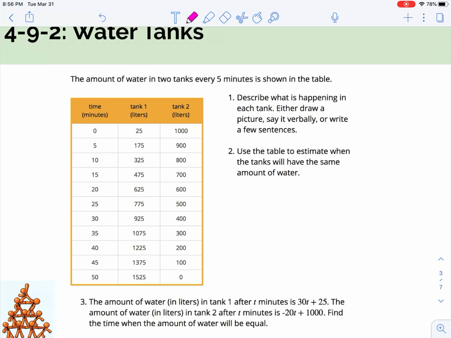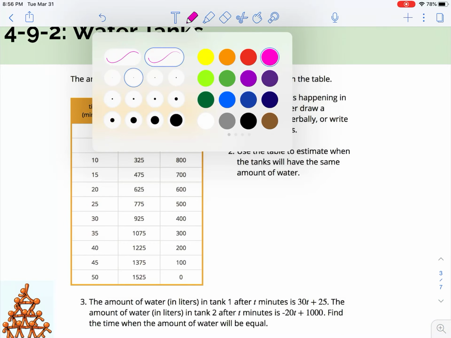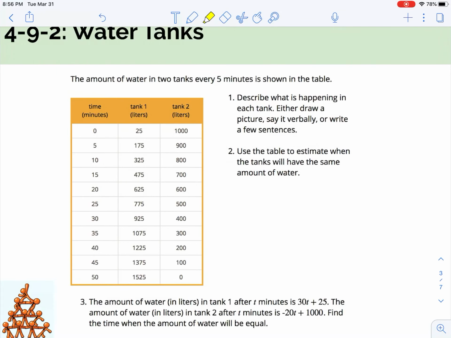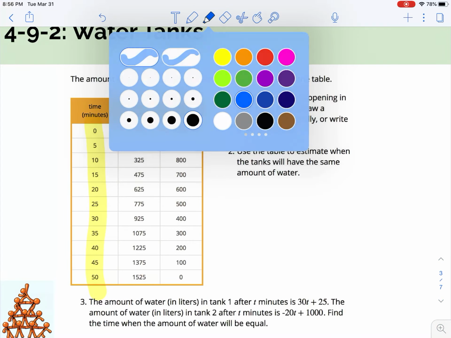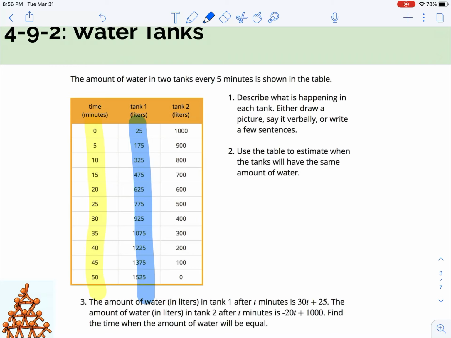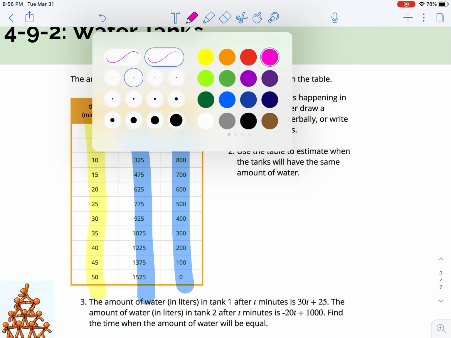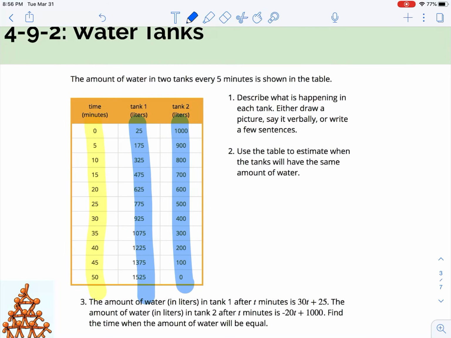So I'm going to highlight some things. The time is in yellow, that's in minutes. And what's highlighted in blue is the amount of water in each tank. So if I were to draw a little picture, I could say here's tank 1 and here's tank 2, and this is starting. Let's say this is tank 1, this is tank 2. Why did I draw that one so small?